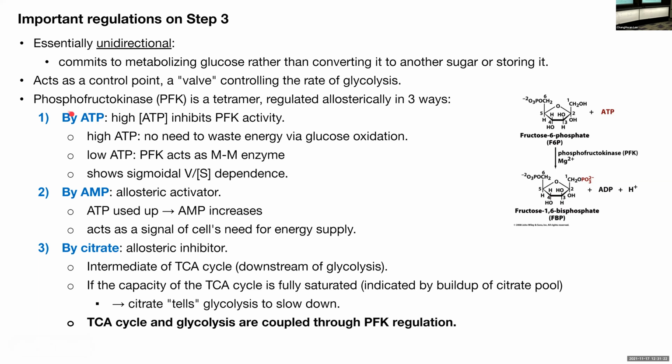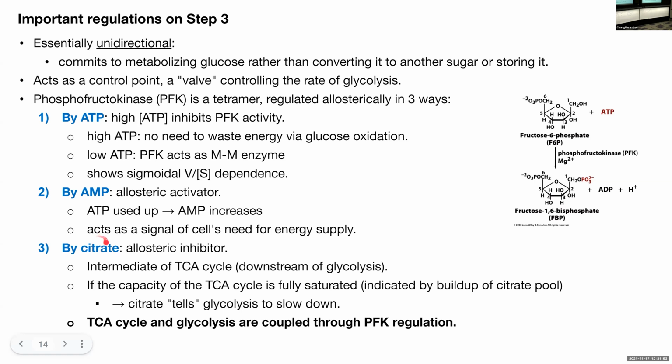Also, this phosphofructokinase can be regulated by AMP, and this works as an allosteric activator as opposed to ATP, which works as an inhibitor. And that also totally makes sense. When ATP is used up, there's more AMP, and that means that the cell needs more energy stored. And the third regulation pathway is using citrate, which is an allosteric inhibitor, just like ATP.